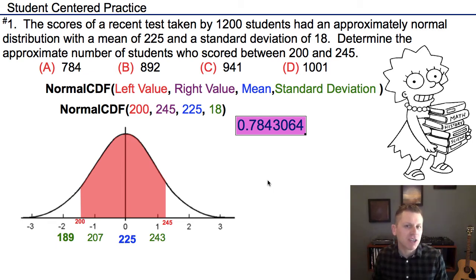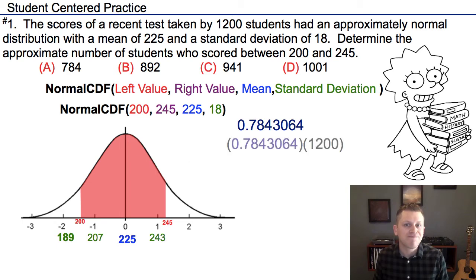But that's not what the question asked. They didn't ask what percentage of students scored between 200 and 245. They asked how many students. So what I want to do is take this decimal representation of the percentage and multiply it by the population. The population here that we're talking about is this 1,200 students. Multiplying these two numbers, I get about 941 students. What this means is out of the population size of 1,200 students, about 941 of them scored between 200 and 245. Let's try another example.